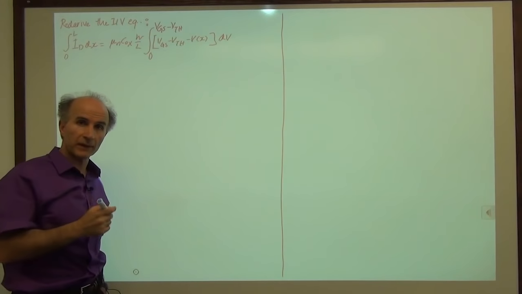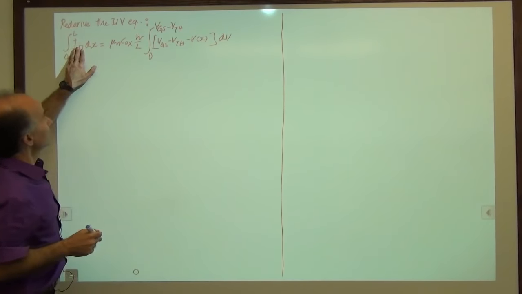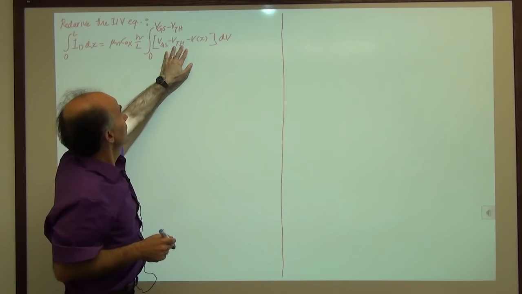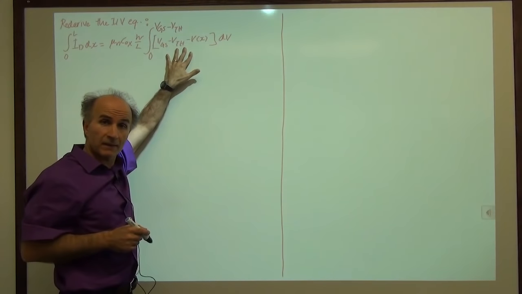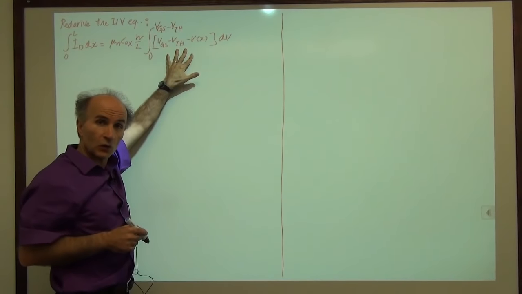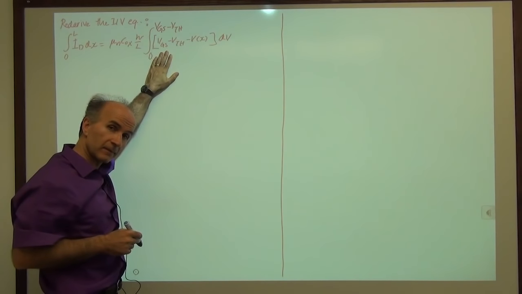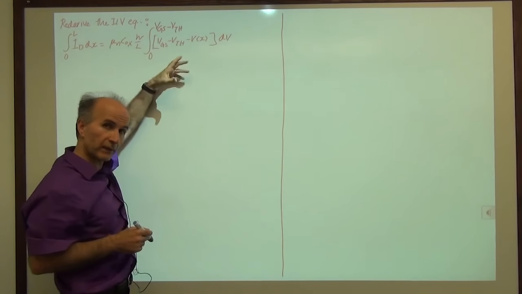Okay, so before we solve this, can we see something interesting here? We have ID, VGS, VTH, V of X, VGS minus VTH, but no VDS. So ID appears to be independent of VDS, even before we find the result, right? Okay, so let's go ahead and find the result.